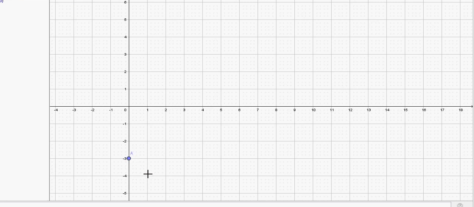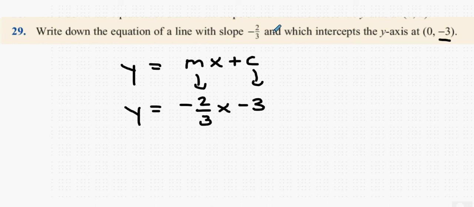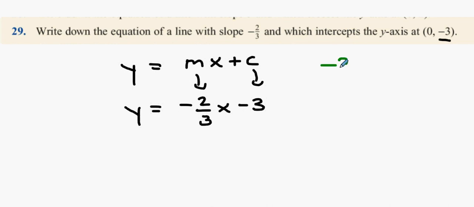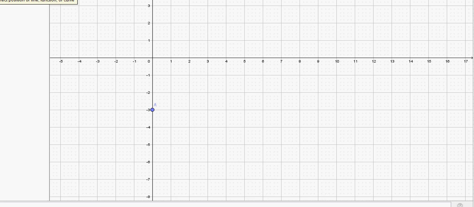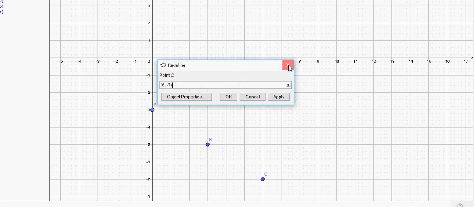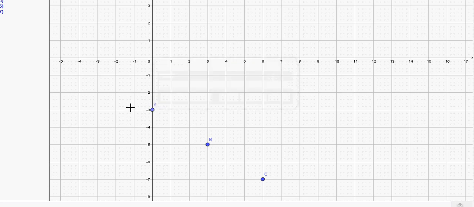Now, what does the slope of minus 2/3 mean? It means across 3 and down 2. Do you see that? Across 3 down 2. Look at this. I'll do some points. What's across 3 down 2 from that? Across 3 down 2. You can go the opposite way as well, can't you? Left 3, up 2.